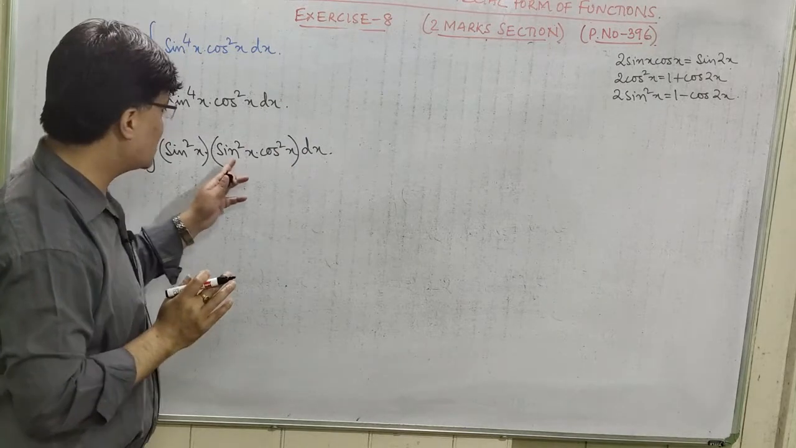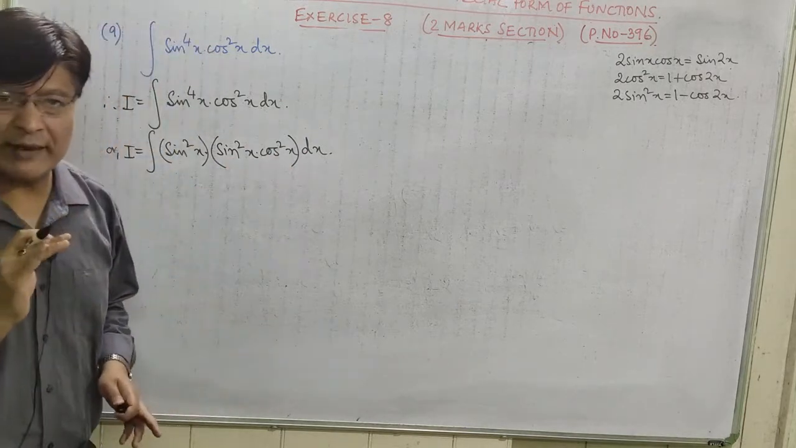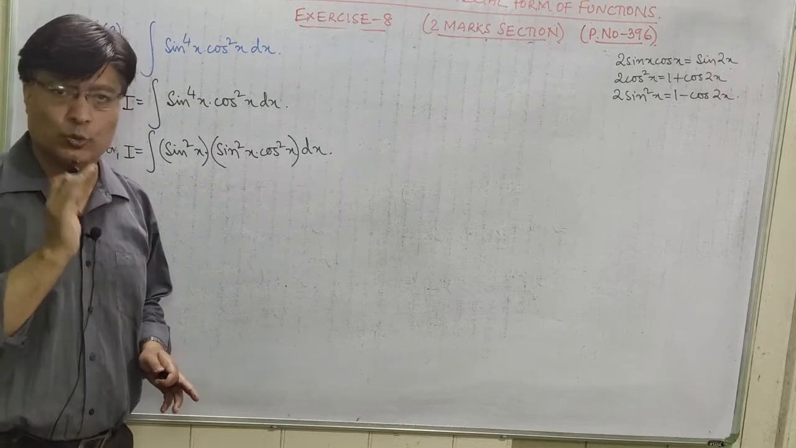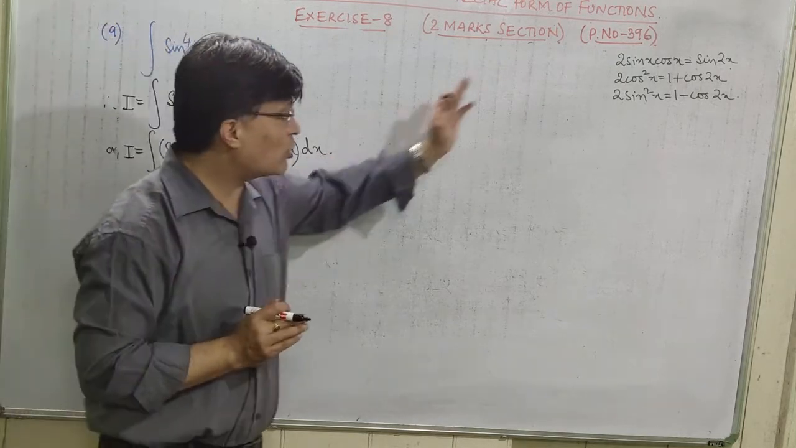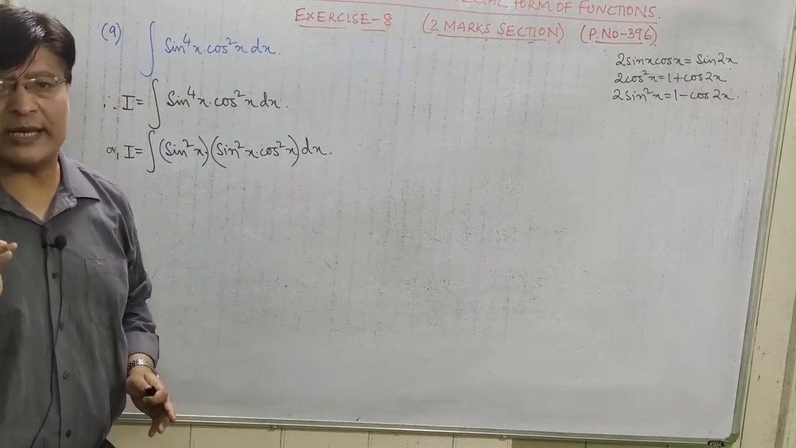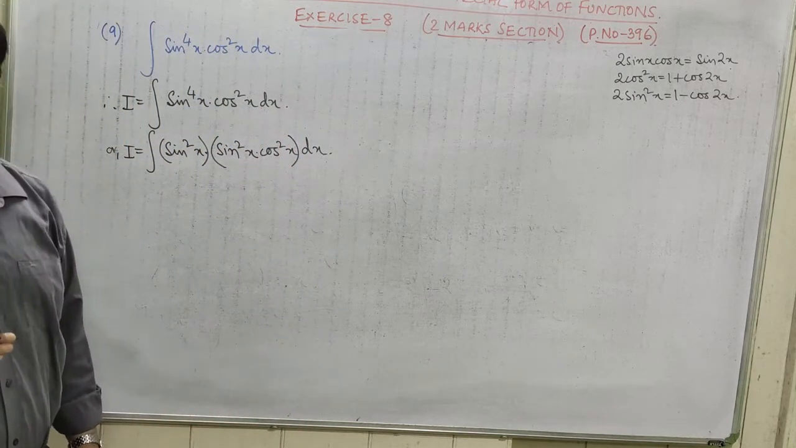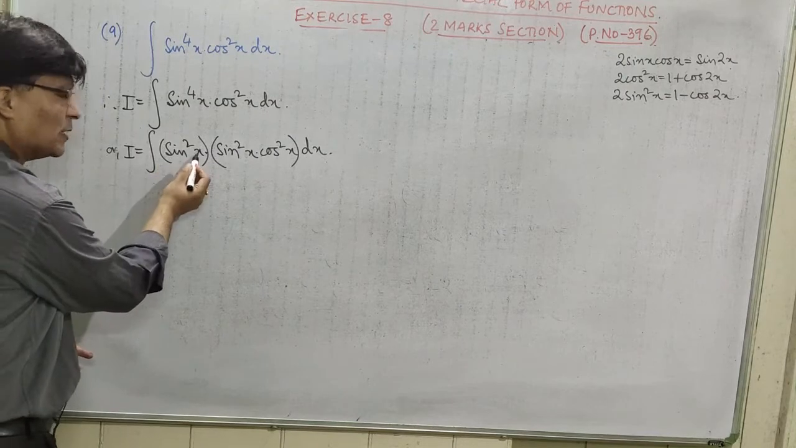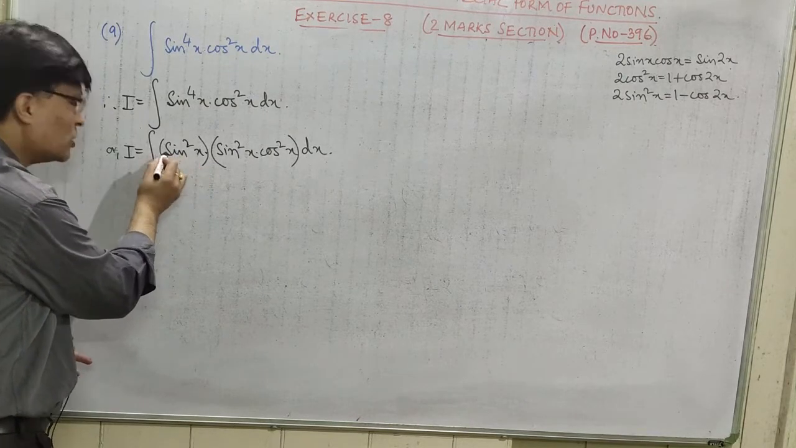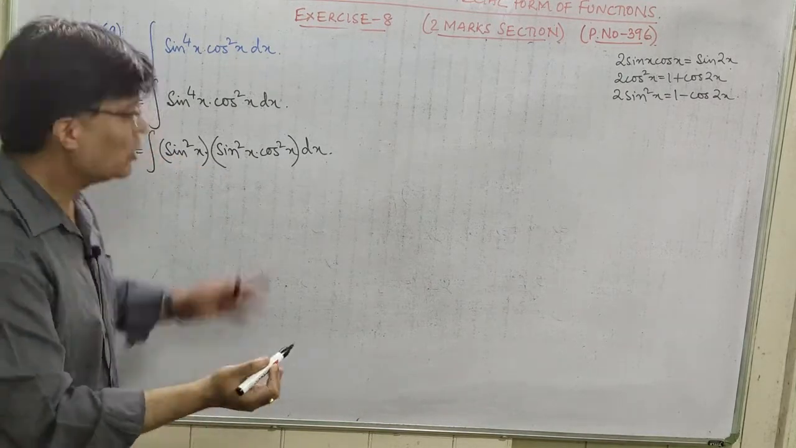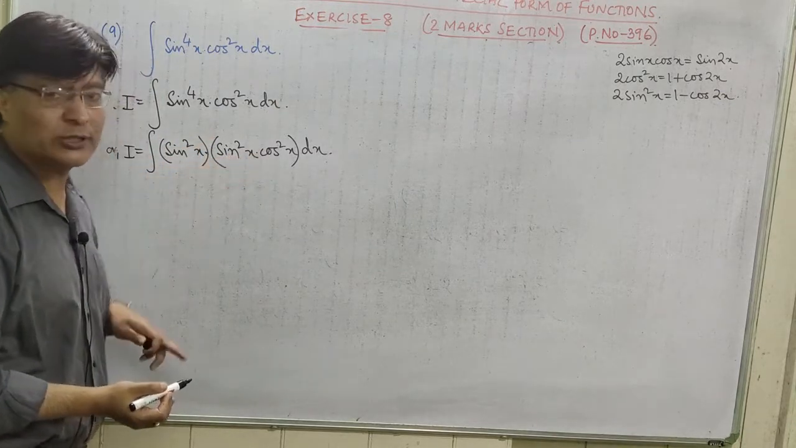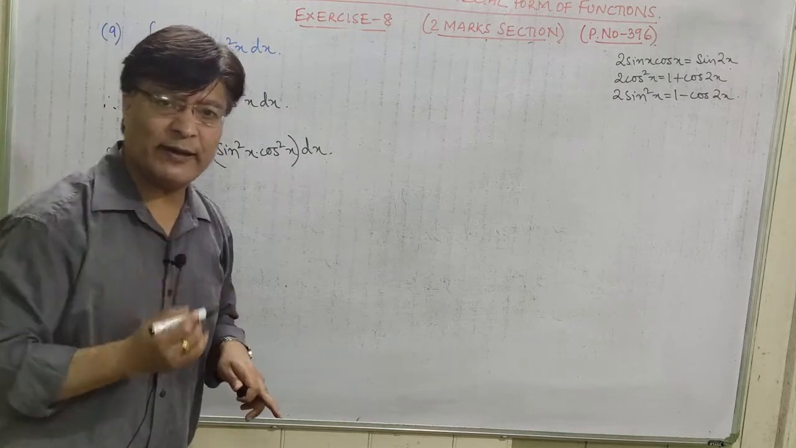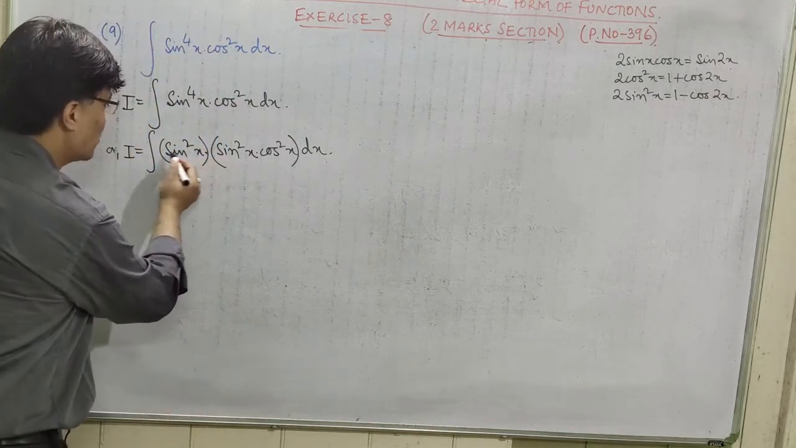But if there is only sin x cos x, we could have multiplied and divided by 2. But since there is sin square x cos square x, in order to convert it into the form of 2 sin x cos x, you should multiply and divide it by 4. In the first term, there is sin square x. In order to convert into multiple angles form, you should multiply and divide by 2. But for this sin square x cos square x, you should multiply and divide by 4. So this is 4 twos are what?